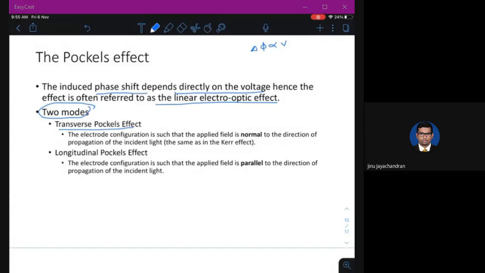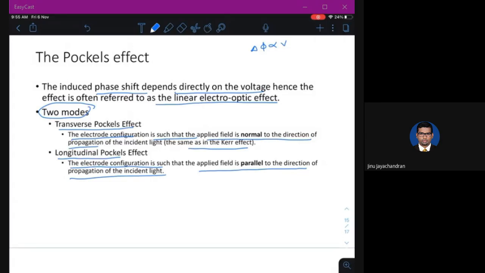In this case, if the electrode configuration is such that the applied field is normal to the direction of propagation of incident light, this is called the transverse Pockels effect, which is basically the same as the Kerr effect. In the second case, the electrode configuration is such that the applied electric field is parallel to the direction of propagation of incident light. Electrodes mean wherever you are giving the voltage, plus voltage and minus voltage.